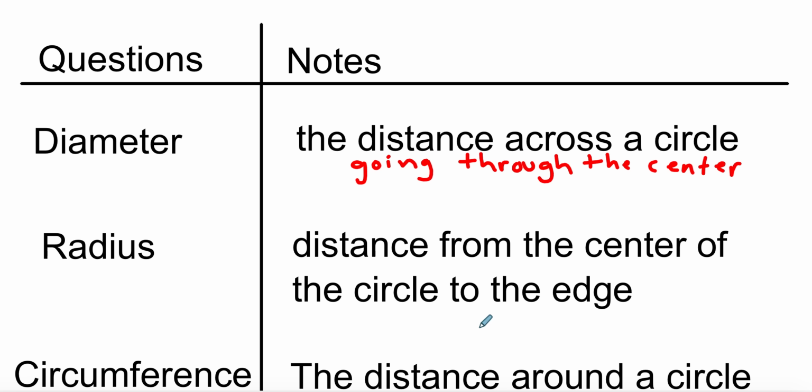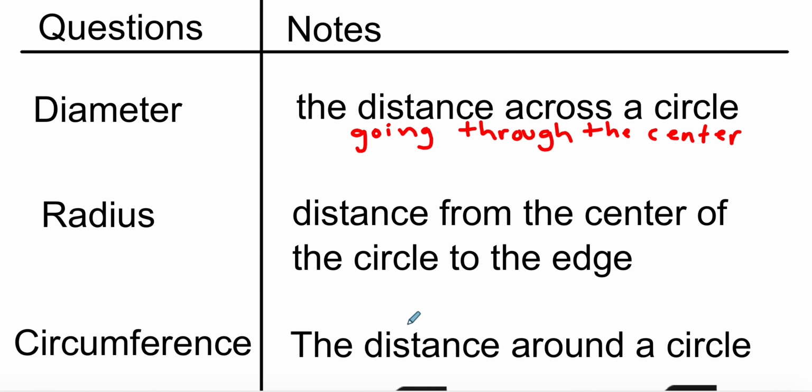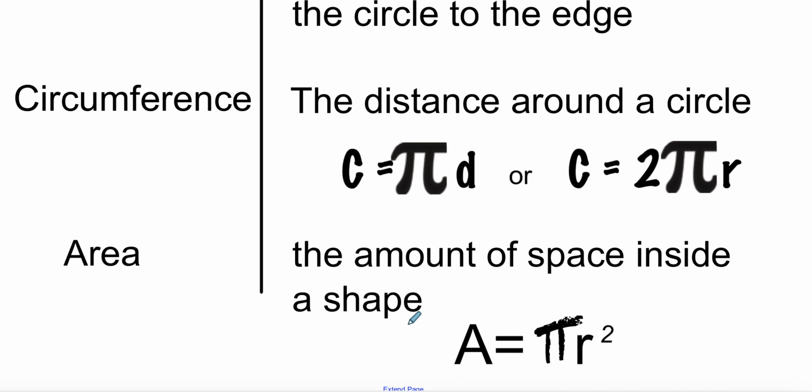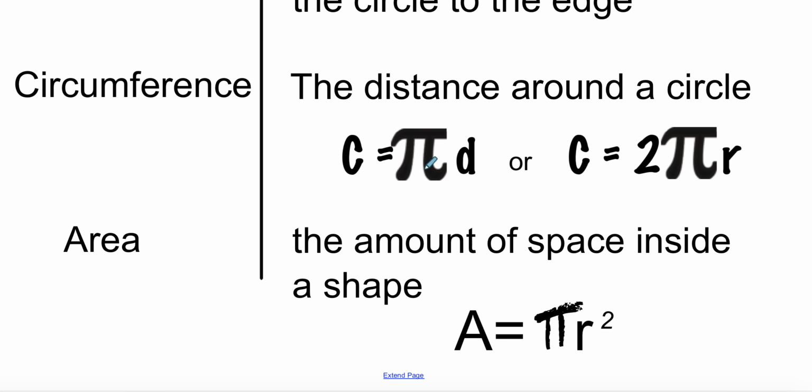The radius is the distance from the center of the circle to the edge. Circumference is the distance around the circle. And the formula for circumference is pi times the diameter, or pi times 2 times the radius. 2 times the radius is the same thing as diameter.